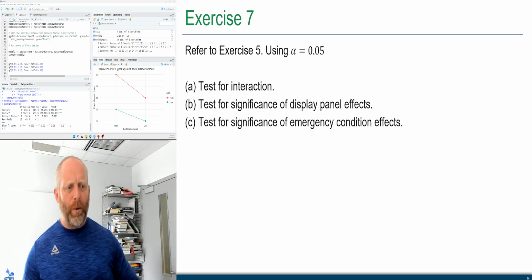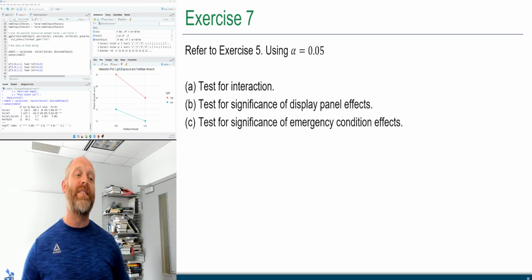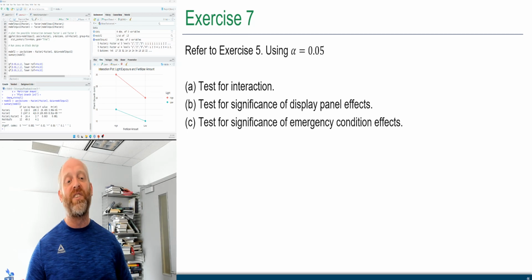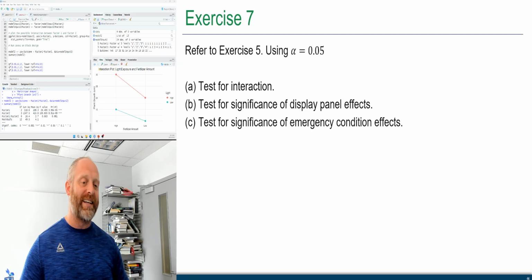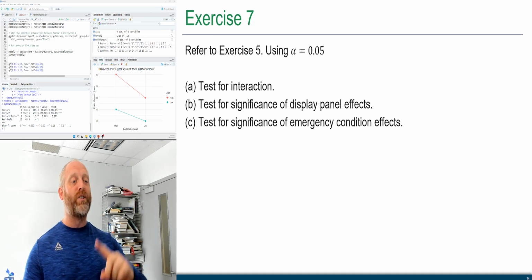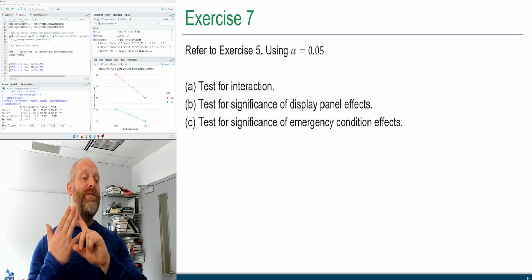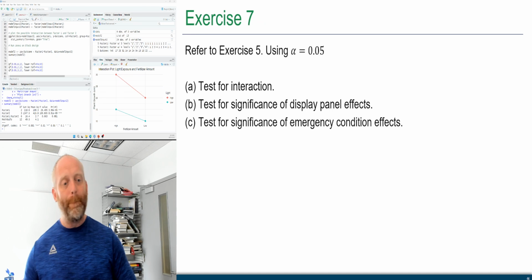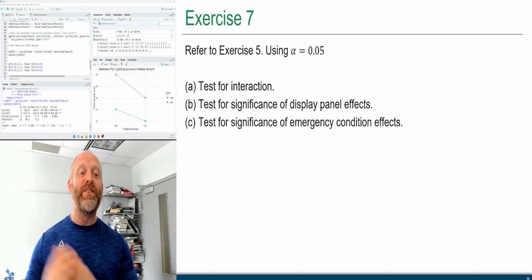All right, so we want to test for interaction. We want to test for the significance of the display panel effect. So that's my factor 1, and for the significance of the emergency condition, that's my factor 2. And again, a rough guess based upon all of these things is that I am going to reject for the display panel, I'm going to reject for the emergency condition. So there is going to be a difference between those two. I'm going to fail to reject for the interaction based upon the F statistics that R calculated for us, but we've interpreted very, very quickly from the table.